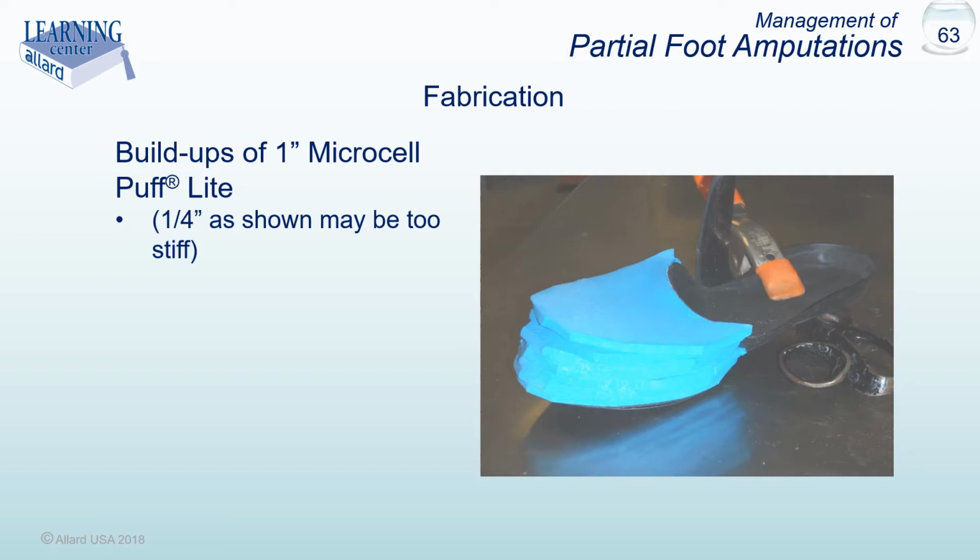The filler prosthesis is generally fabricated using 25 durometer, 1 inch thick microcell puff light. This material is firm enough to fill up the shoe, but flexible enough to flex in the third rocker. 1 inch is preferred because 1/4 inch microcell puff light, as shown, will generally end up too stiff because of the number of laminations.